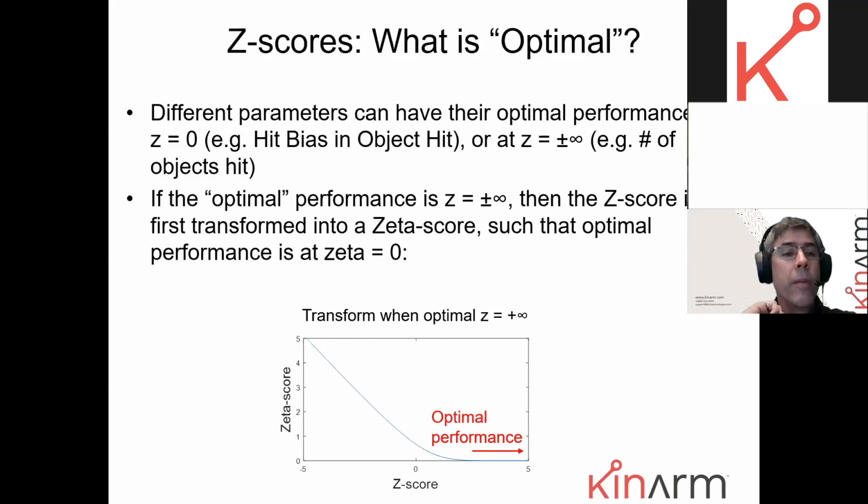And you don't need to worry about the details here, but what we do is if the optimal performance is at plus or minus infinity, then we first transform it so that the optimal performance in this new variable called zeta equals 0, so that we always end up dealing with an optimal performance at 0. If you're interested in the equation for how we derive that, that's also in our user guide.